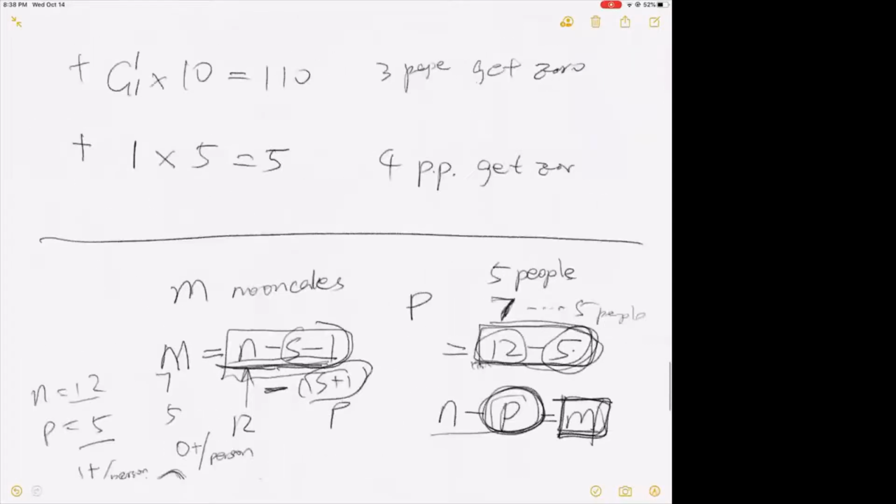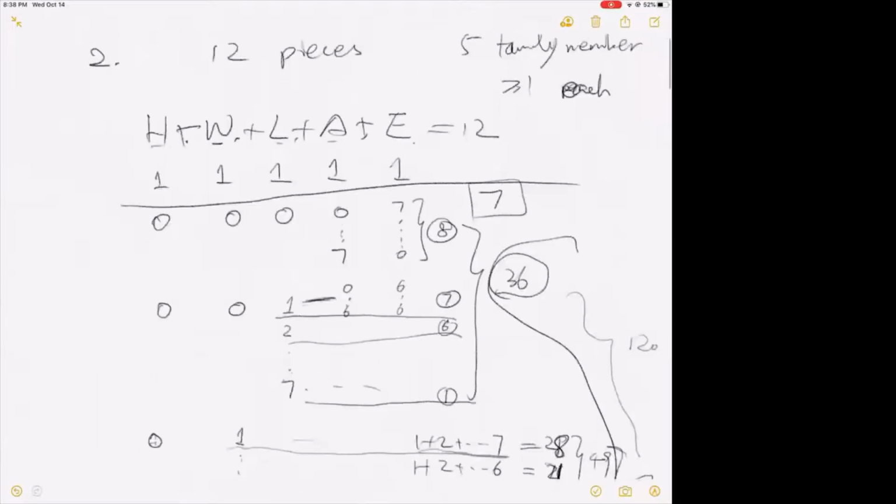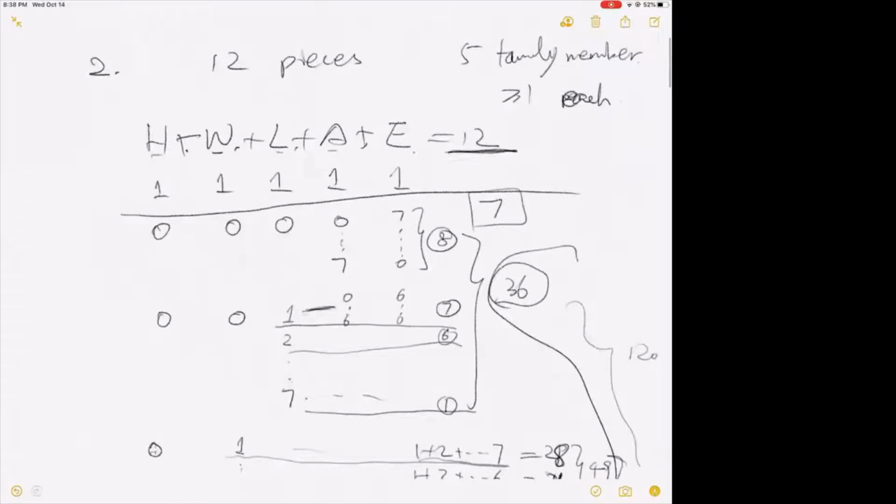Let's look at this. When Leo did the first one, we have 12 mooncakes, and each person will have at least one. So what Leo did at the beginning was give each person one mooncake, basically to satisfy that condition. And then we have seven mooncakes left, to allocate so that some people may get zero.